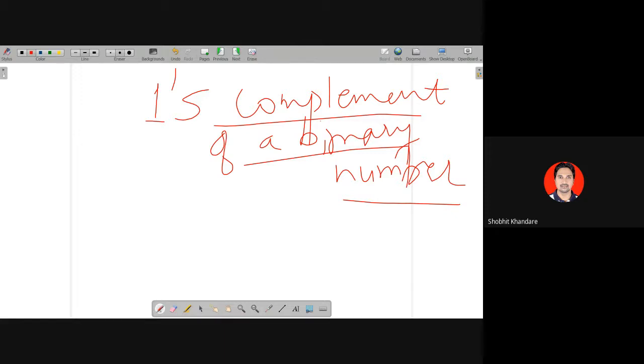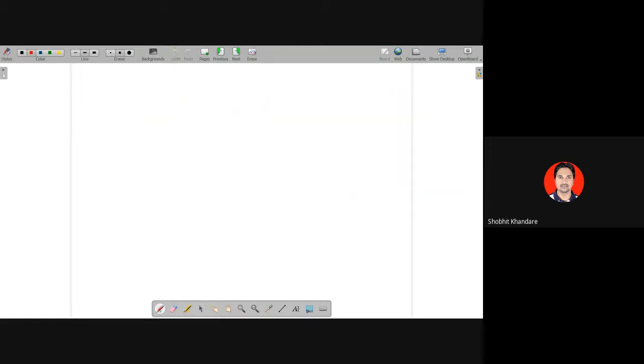Okay. So we will try to understand the one's complement. But before we try to understand the one's complement, we should also know that we have signed number and unsigned number. Signed and unsigned. So we will see what is a signed number. If I have to represent a positive number or negative number.